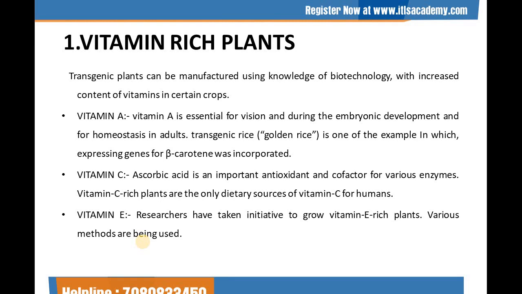Vitamin E. Researchers have taken initiatives to grow vitamin E rich plants. Various methods are being employed for developing such plants.